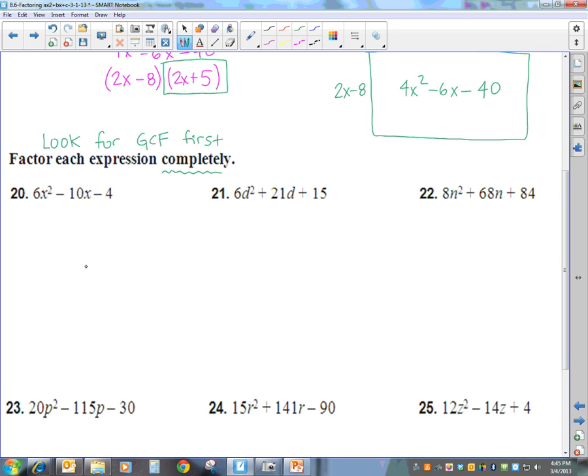Looking at our first one, hopefully you recognize that 2 goes into every term. So that becomes 3x squared minus 5x minus 2. When you take 2 out as a common factor, that's just taking half of each term. Now, completely says you're not done after you find that GCF, so we'll go back to the method that we've used.